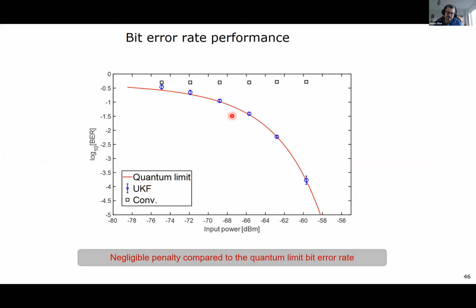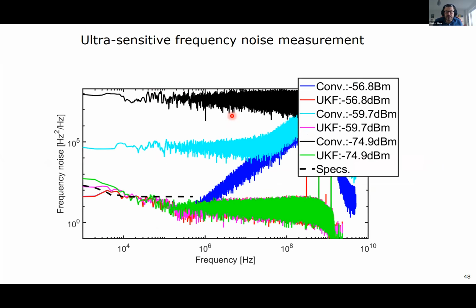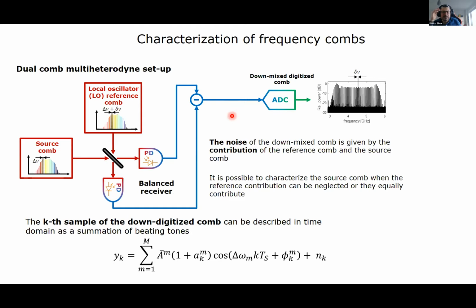Okay, so these are just the frequency noise measurements for a very low power laser. These were the results for a single frequency laser. Now let's have a look at what happens if you have frequency combs, because in this case you have multiple frequency lines. So how do you characterize the frequency comb? Well, you can do it in a very similar way, because in dual comb spectroscopy, you beat one comb with another comb and you use a balanced receiver. And then you can make sure that the frequency difference between your LO comb and the transmitter comb falls within the bandwidth of your receiver, such that you can detect as many lines as possible. In this case, we were detecting 40 lines.